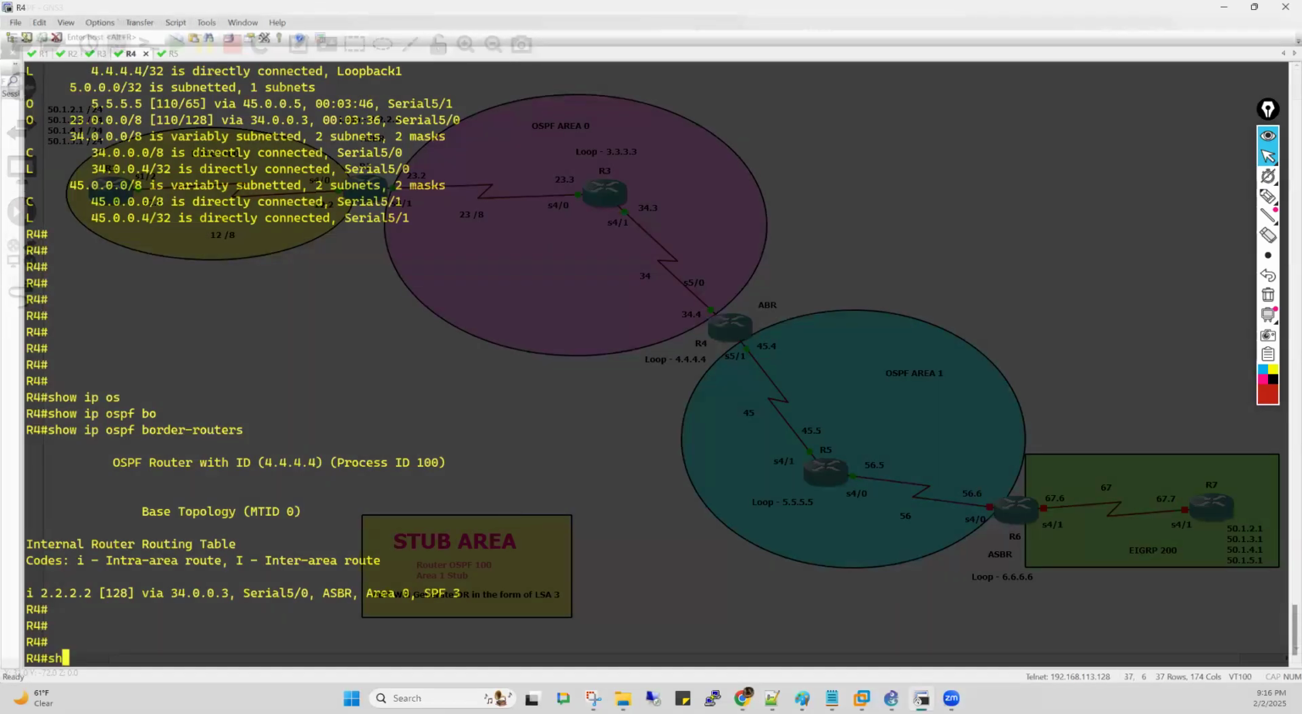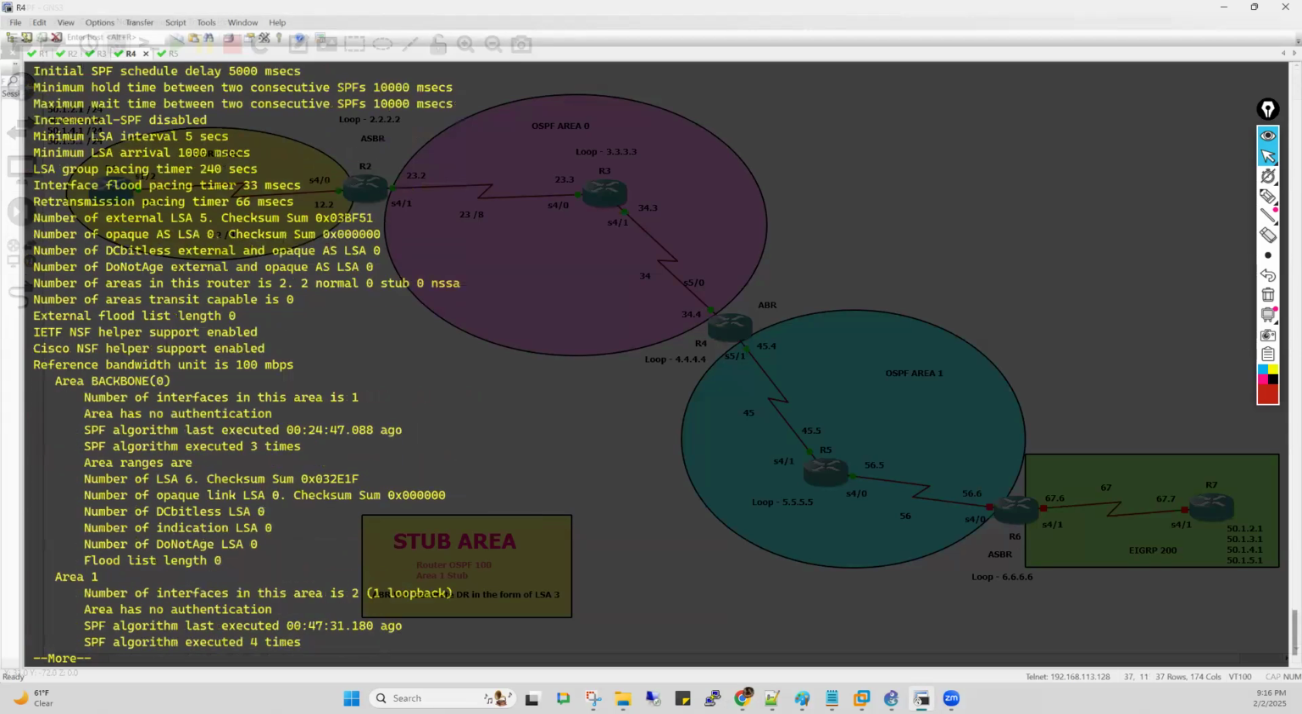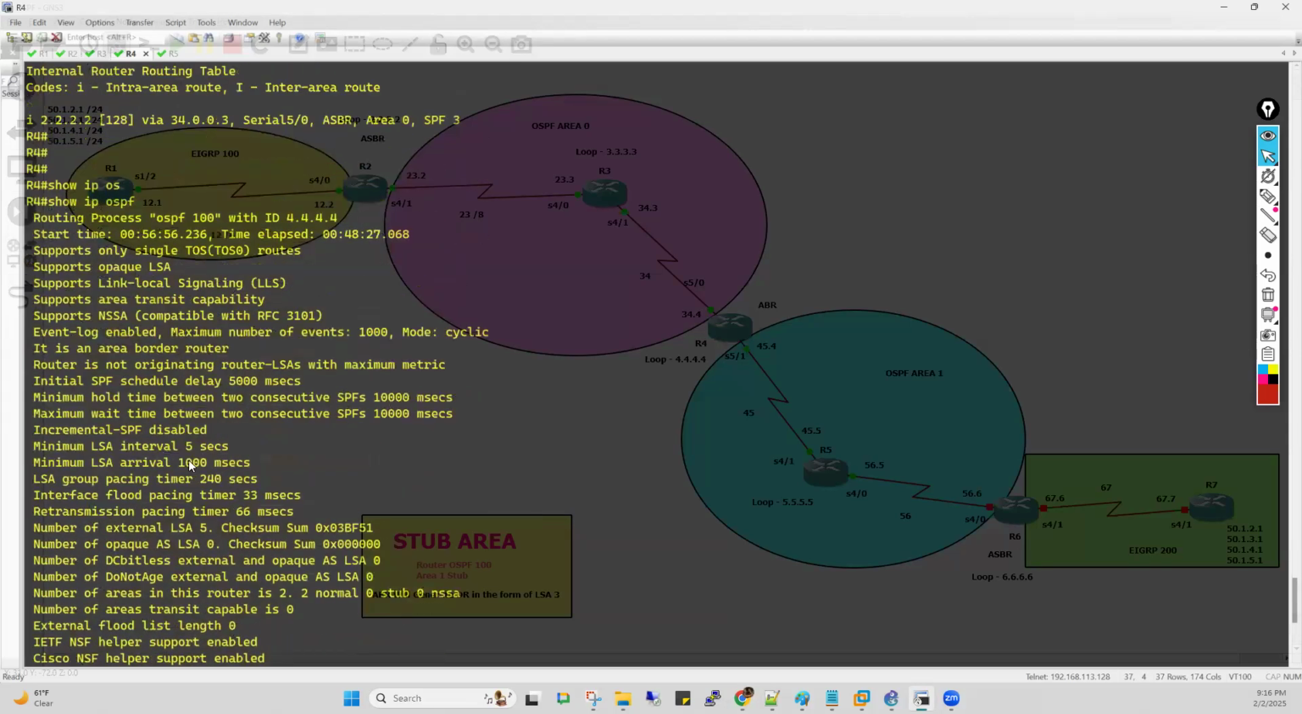Yes or no? In this topology, there is only one ASBR. When you write this command, show IP OSPF, please read all the things. Here you will get one line.